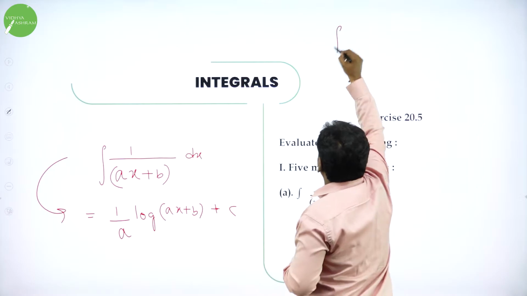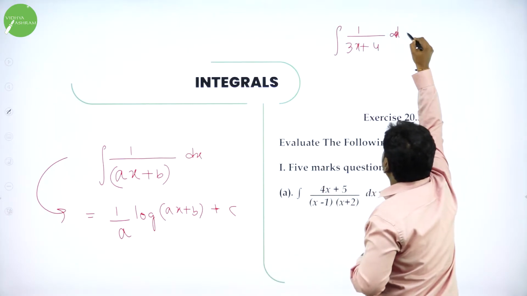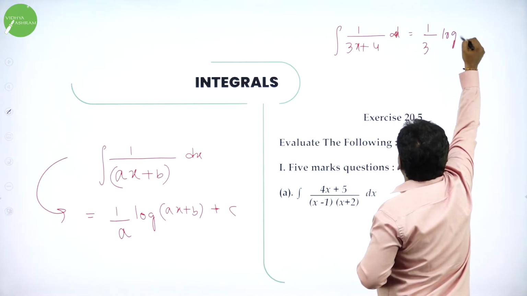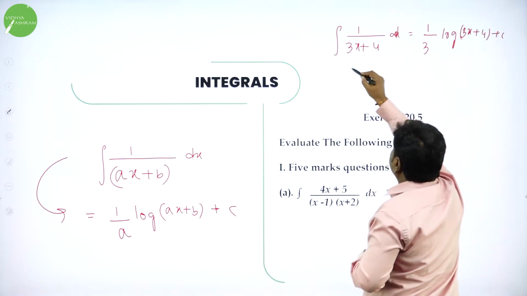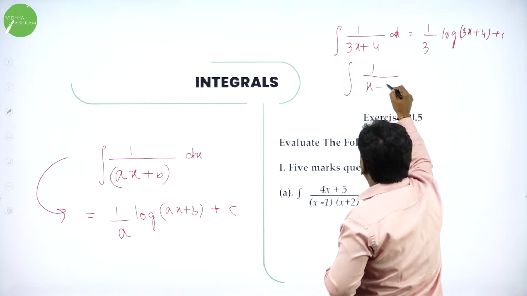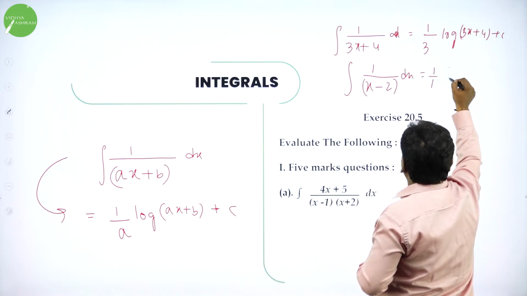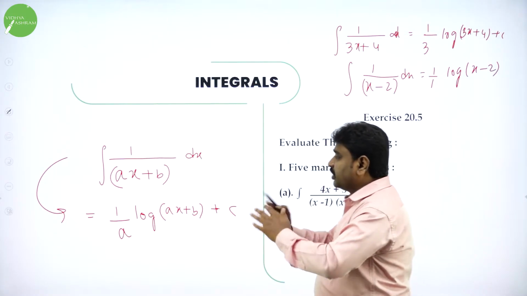Now answer my question. What is integration of 1 by 3x plus 4 dx? It will become 1 by coefficient of x. What is coefficient of x? 3, log of denominator, log of 3x plus 4 plus c. Or if I have integration of 1 by x minus 2 dx, so coefficient of x is 1. 1 by 1 you need not write, directly log of x minus 2. So this is the formula you should know.